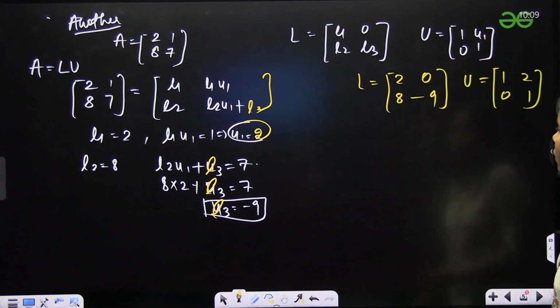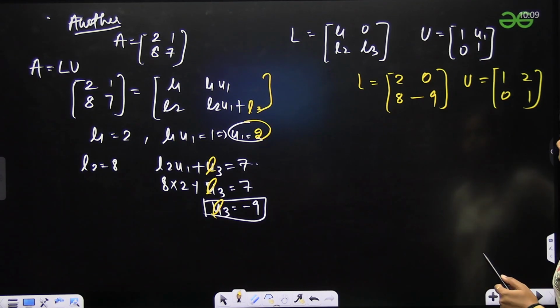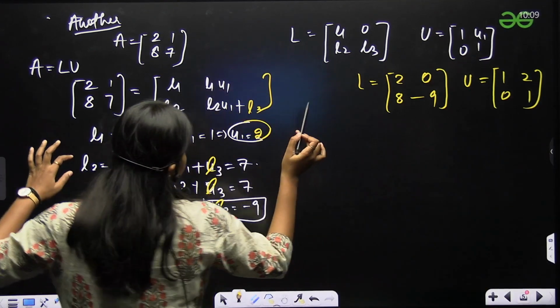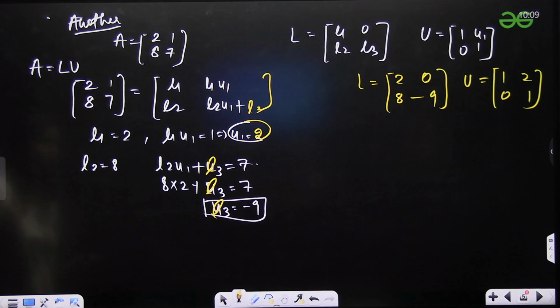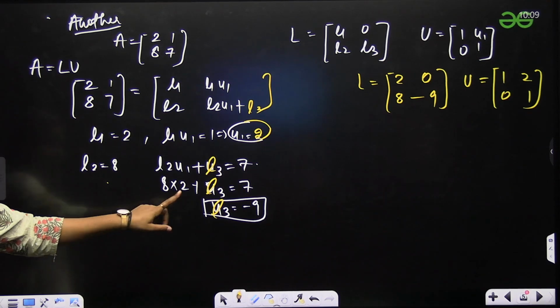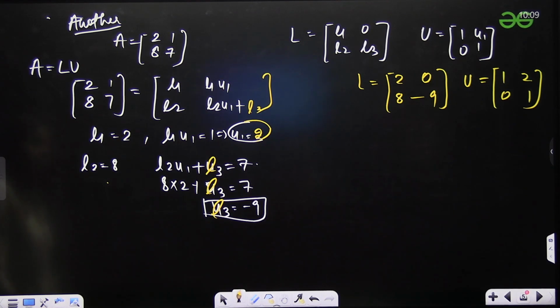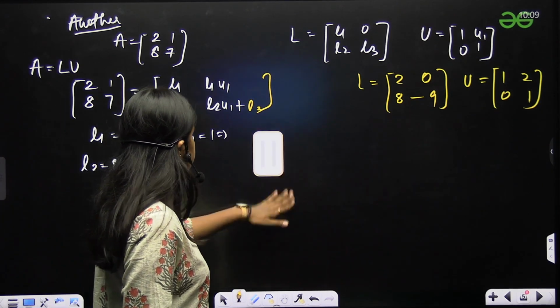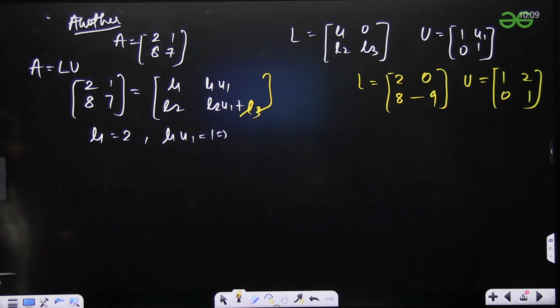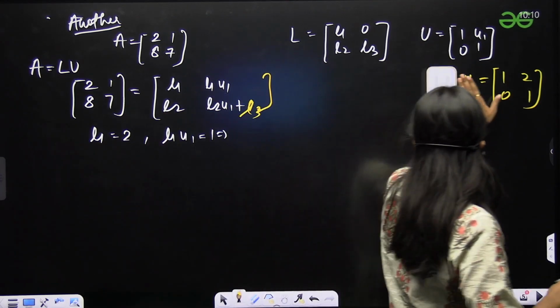Now you can check by multiplying. 2 into 0 you would get it as... Let's check once, have we done everything correct? L1, L1 U1, L2, L2 U1 plus L3. L1 is 2, L2 is 8, U1 would become 2, and L2 into U1, 8 into 2, 16, and that would be minus 9. We made a calculation error, right? We made a small calculation error, because of that the matrix came out wrong. Let's solve it once again.